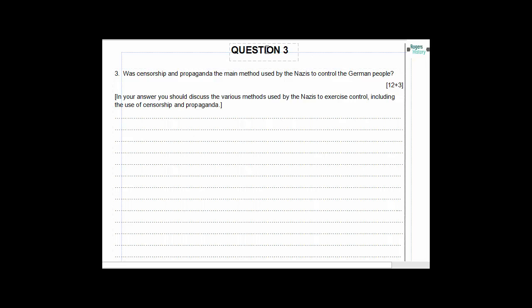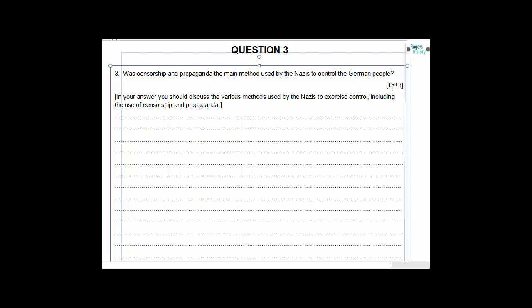Question 3. So we've had question 1 A, B, C, question 2 A, B, C. This is now question 3. And this is your 12-mark essay question, or mini essay question, as we might call it. This one says, was censorship and propaganda the main method used by the Nazis to control the German people? So if it was me here, I'd immediately be thinking about how the Nazis controlled the German population, education, terror. Yeah, I'd be thinking about opposing things or different methods used by the Nazis, not just censorship and propaganda. That's one method used. What are the others?